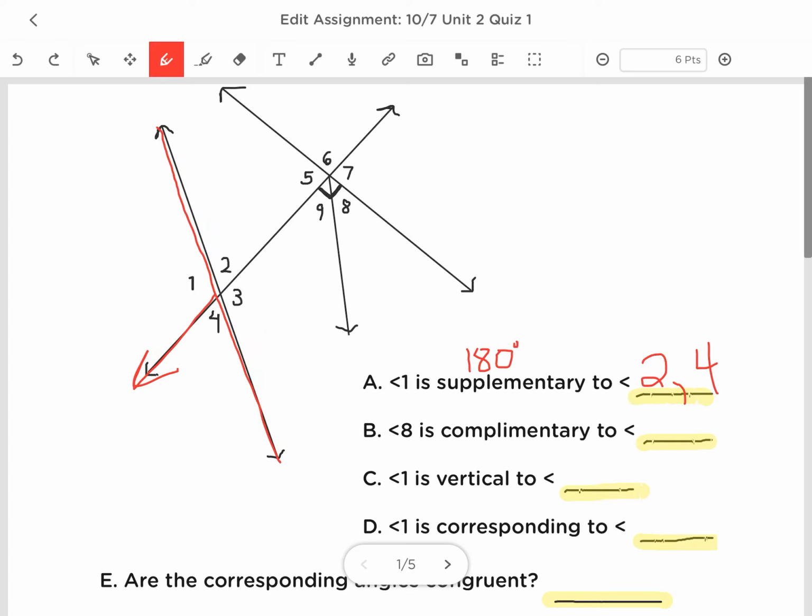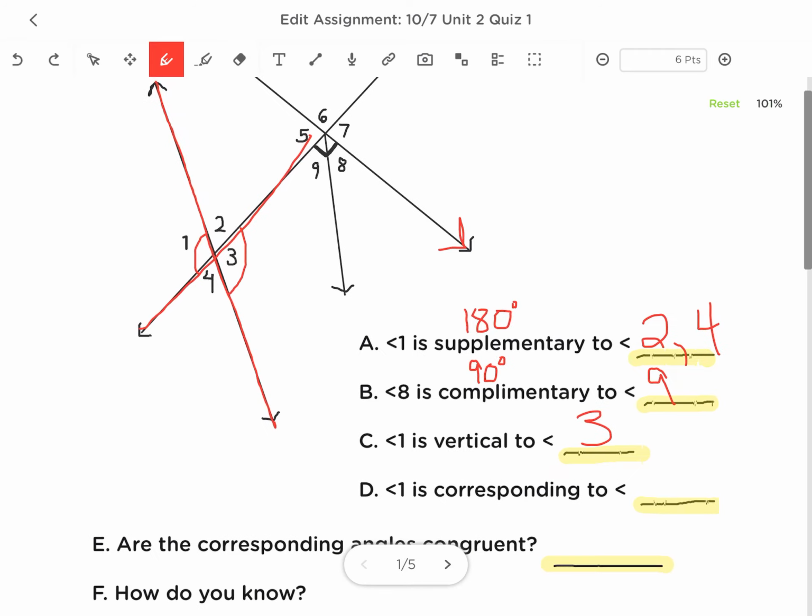Angle 8 is complementary to, so if we're talking about angle 8, complementary means add to 90 degrees. So angle 8 is complementary to angle 9 because they add up to 90 degrees together. Angle 1 is a vertical. Vertical angles are going to be angles that are opposite each other in their intersection. So angle 1 is vertical to angle 3.